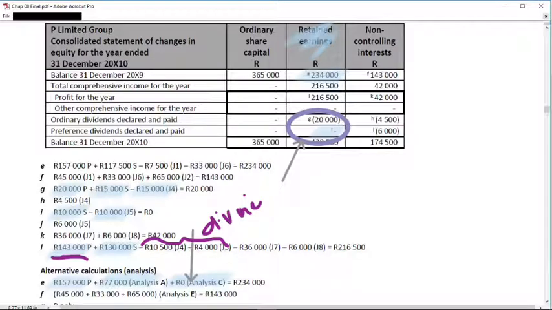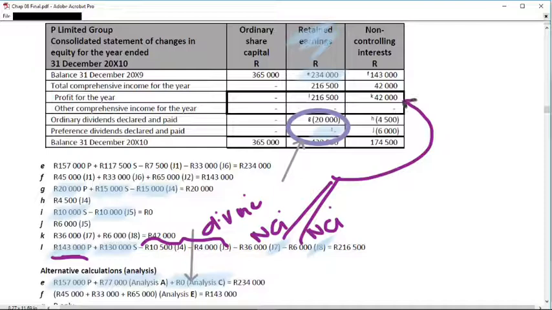And then the last 2 journal entries, Journal 7 and Journal 8, was the profit attributable to NCI that we've moved out to the NCI balance. This 36,000 and 6,000 ended up there as the 42,000 profit attributable to NCI. You can also use the analysis of equity.